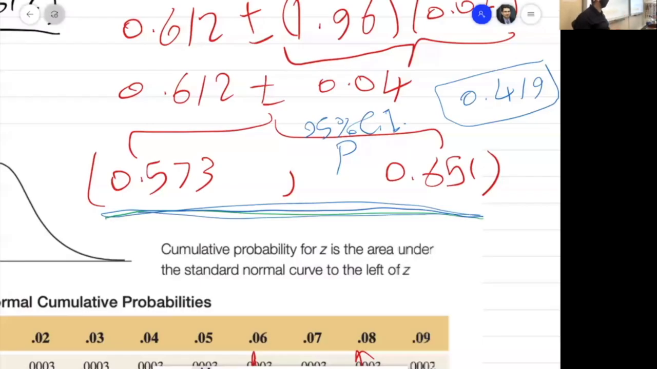You have to say that, because if you change the confidence level, of course, you may have 0.419 within this range. So you have to say that this claim is false according to the 95% confidence interval.